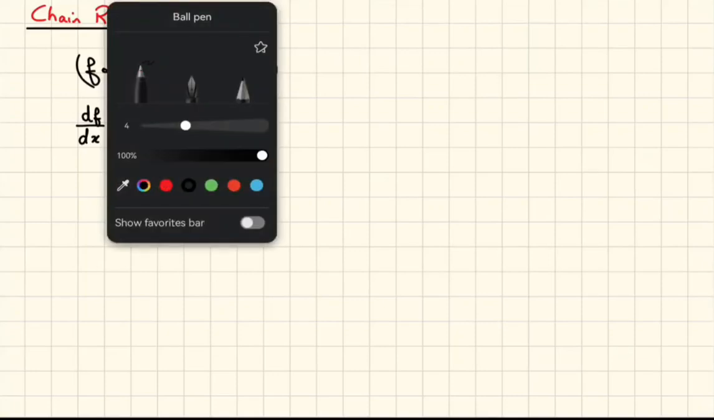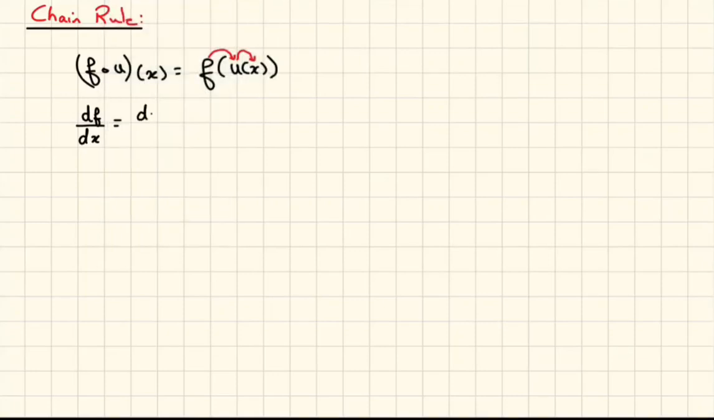To do this one, I will write df, but since f is related to u, we write df over du. So the first step is to derive the main function with respect to u, and then the other part will be du over dx, so derive u with respect to x. This is the proper definition of the chain rule. However, there is a much easier way to understand this.